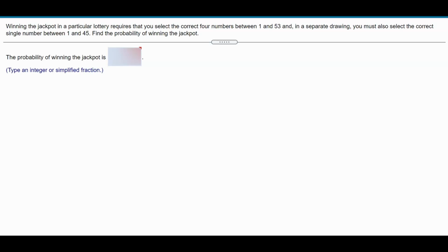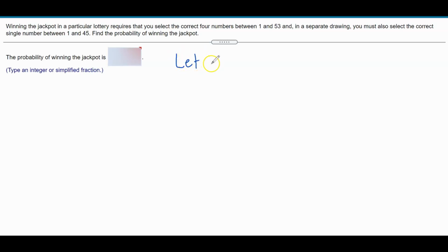In this video, we will look at a problem that combines one of the counting rules and the use of the multiplication rule. Let's read it. Winning the jackpot in a particular lottery requires that you select the correct 4 numbers between 1 and 53, and in a separate drawing, you must also select the correct single number between 1 and 45. Find the probability of winning the jackpot.